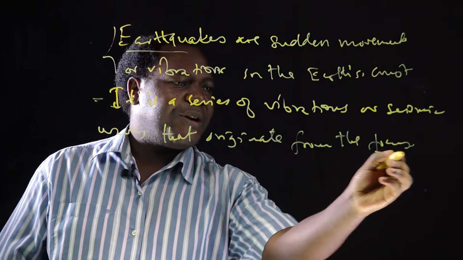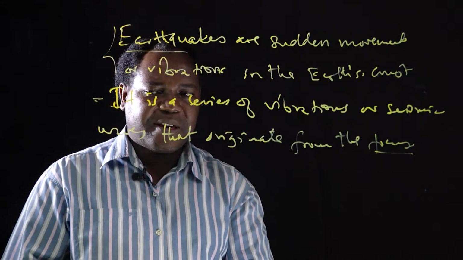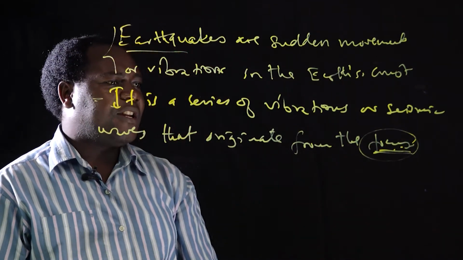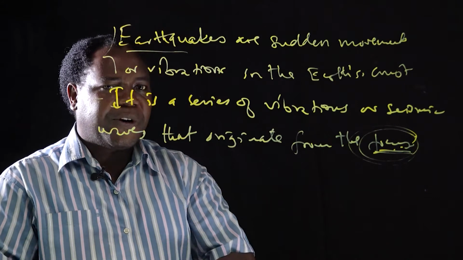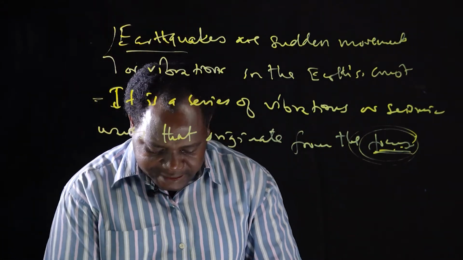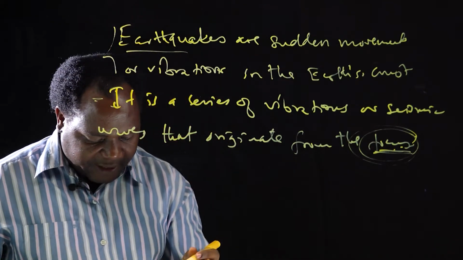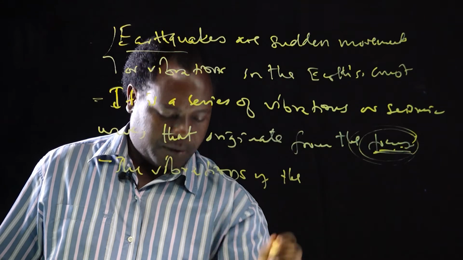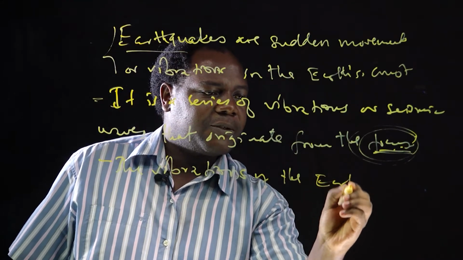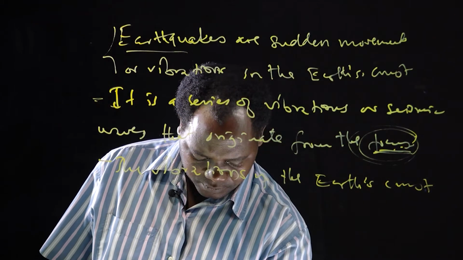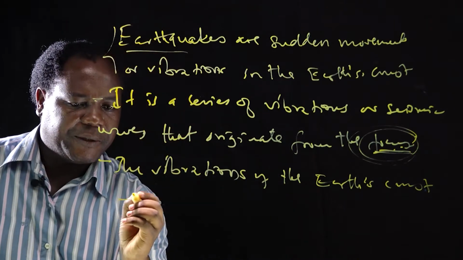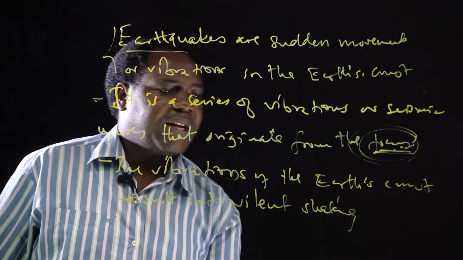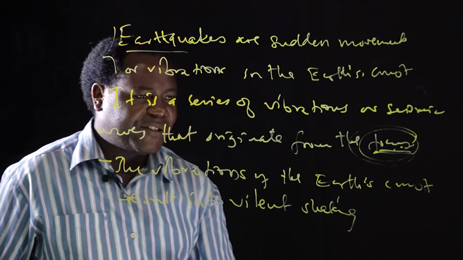Later on, we will discuss the focus, the origin of the earthquake that is far deep below the Earth's surface, where the shock waves start from, where the vibrations originate from inside the Earth. This point is known as the focus. So we are saying that the vibrations of the Earth's crust result in violent shaking, and in turn cause great destruction.